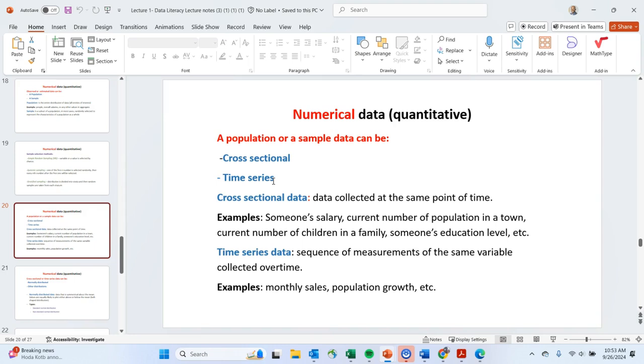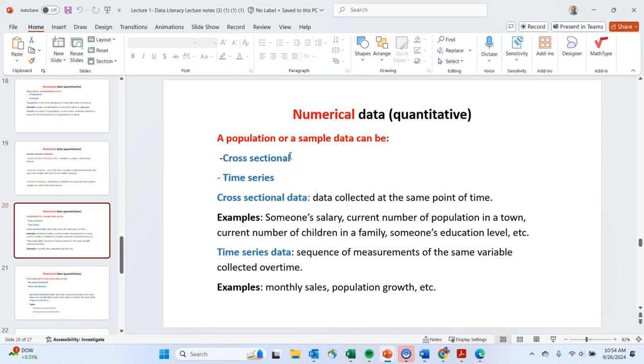So your data can be big or can be small. However, we need to know if it is cross-sectional or time series, so that we can apply appropriate statistical techniques to analyze them. Cross-sectional data is the kind of data which is collected at the same period of time. Let's say if we are looking at somebody's salary at this time, that is cross-sectional data.